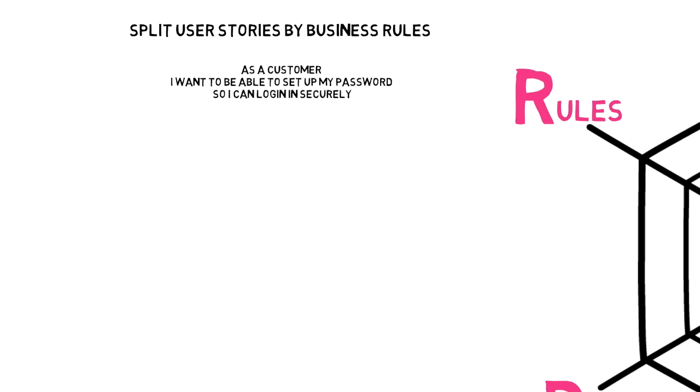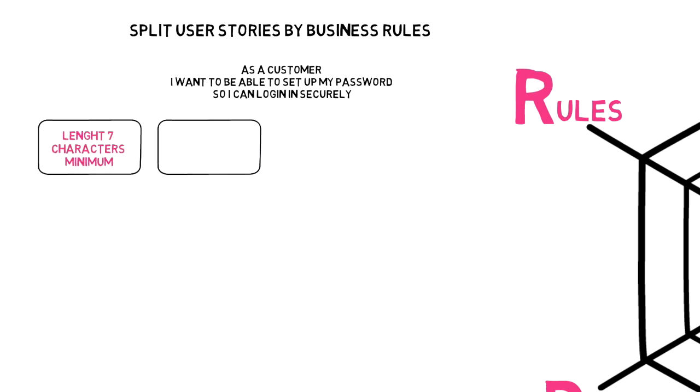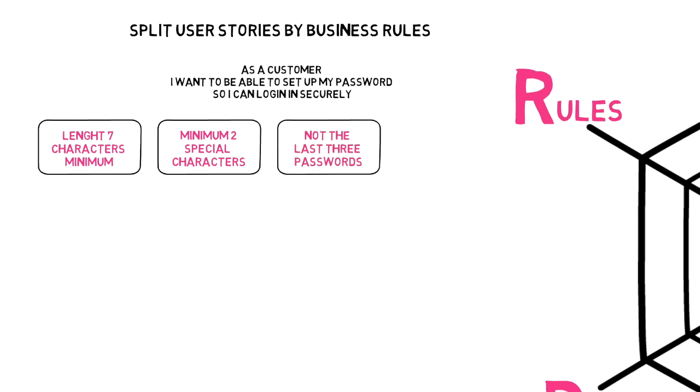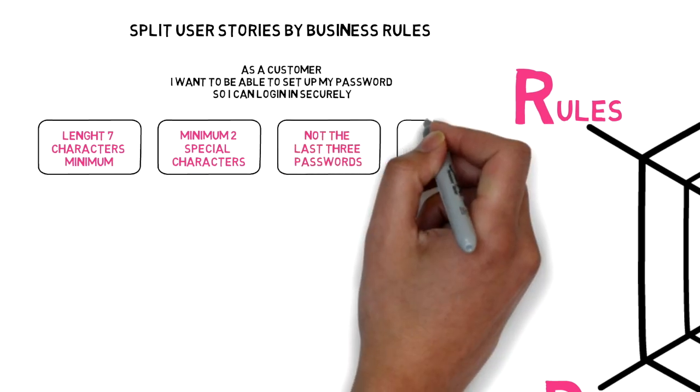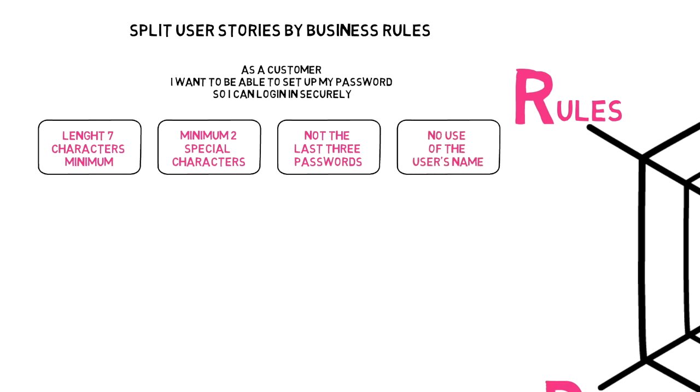A first rule is to have at least 7 characters in the password. A second rule could be to have special characters. A third rule is that the user can't use the last 3 passwords. And the last rule is to not have the name as a password.